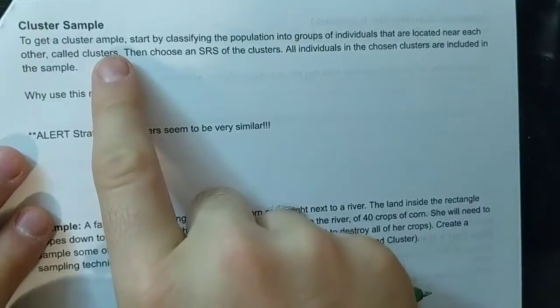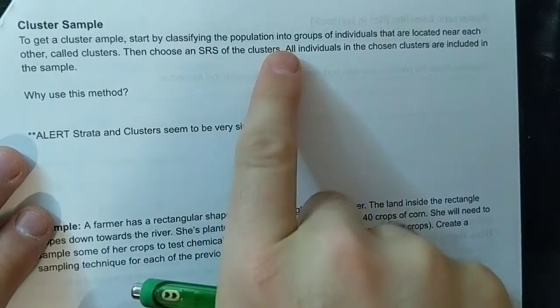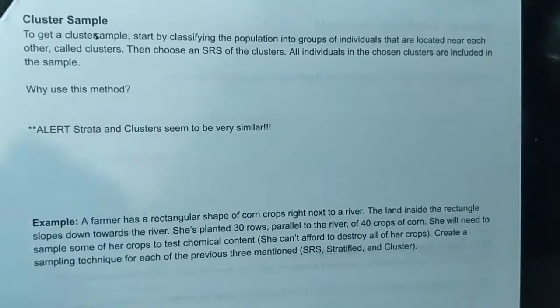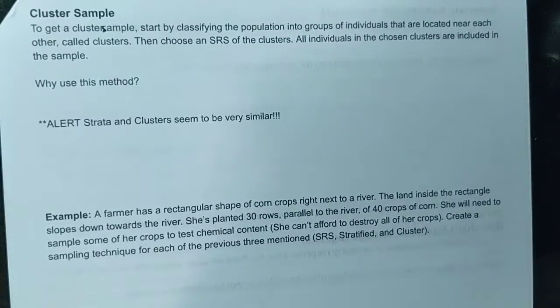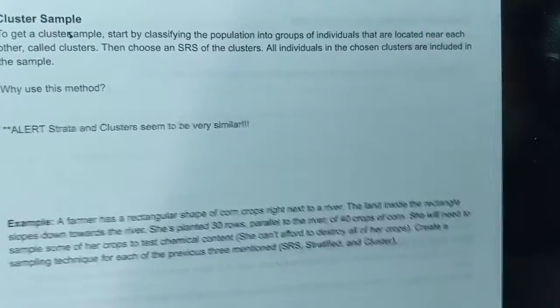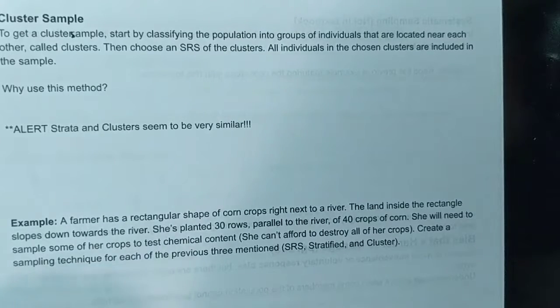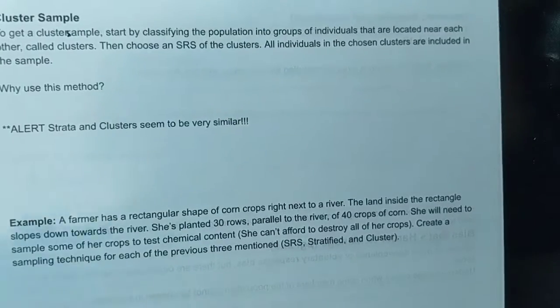So to get a cluster sample, start by classifying the population into groups of individuals that are located near each other called clusters. Then choose an SRS of the clusters. All individuals of chosen clusters are included in the sample. So here you're going to make the entire population into clusters, and then you're going to choose an SRS of the clusters. So if you have 100 people and you make 10 clusters, you would only choose maybe 2 or 3 or 4 of the clusters. You're not going to choose all the clusters. Why use this method?